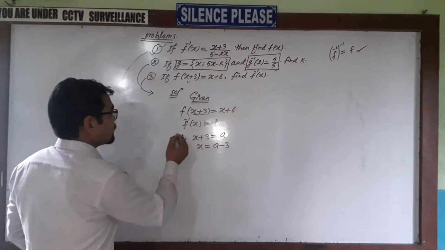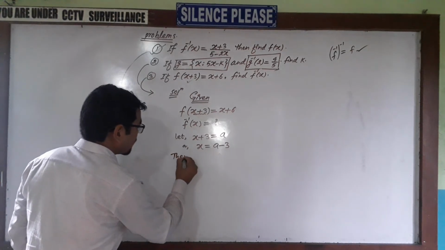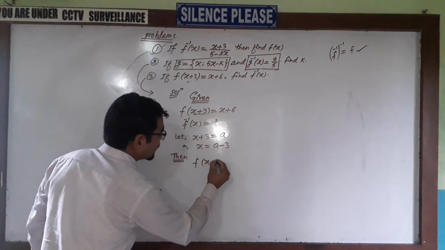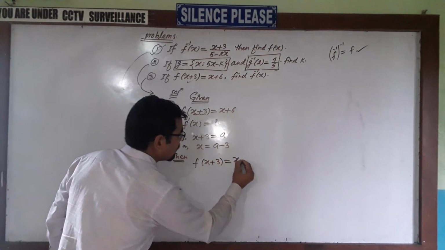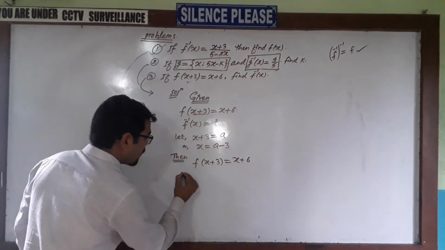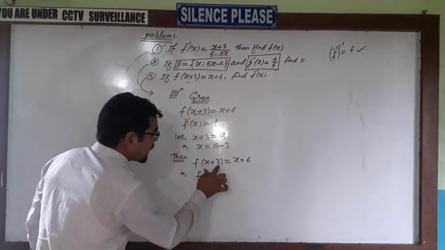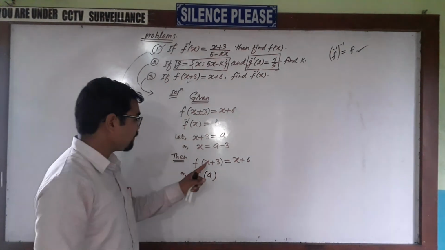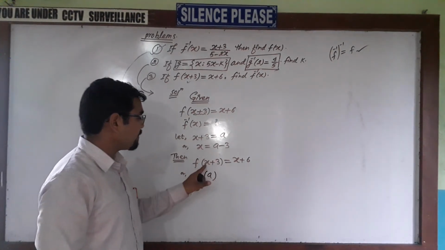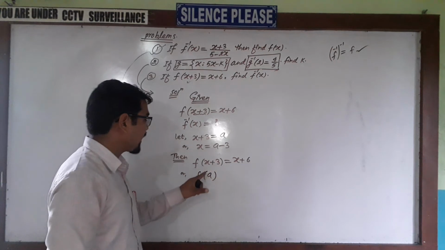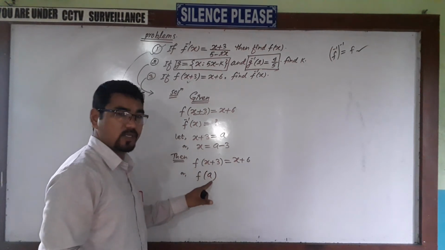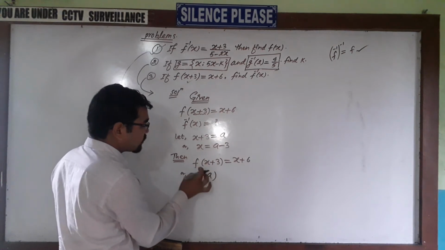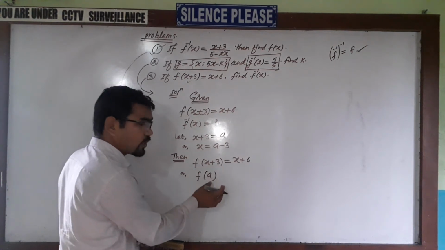So look here. The function is f of x plus 3 equal to x plus 6. Since x plus 3 is equal to a, we can put f of a. If you put a minus 3 in place of x, then a minus 3 plus 3, the plus 3 and minus 3 cancel, and only a remains. So directly, in place of x plus 3, a becomes the input of f.